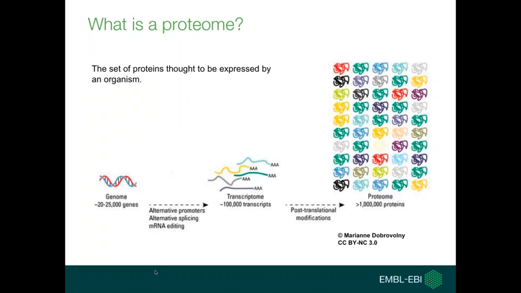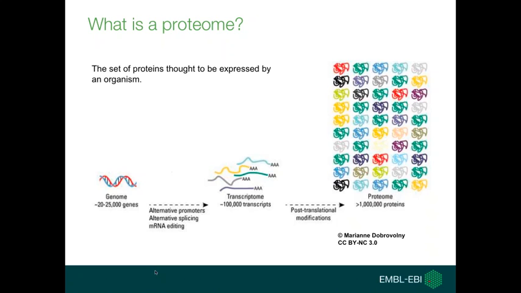So to start with, what is a proteome? A proteome, as we define it, is the set of proteins thought to be expressed by an organism's genome. So in the case of the human proteome, for example, the genome is known to have around 20 to 25,000 genes. And the human transcriptome is considerably more complex because of things such as alternative splicing and editing of mRNA. You can have up to an order of magnitude more complexity in the transcriptome compared to the genome.